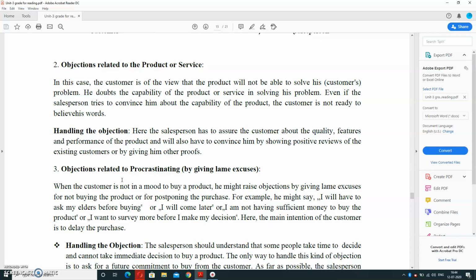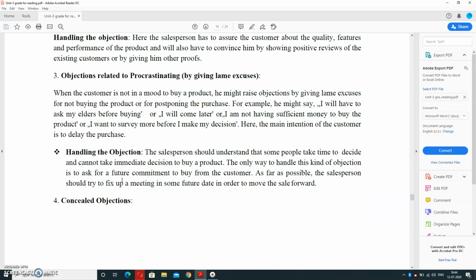In that case, how to handle the objection? The salesperson should understand that some people take time to decide and can't take an immediate decision to buy the product. And the only way to handle this type of objection is to ask for a future commitment to buy the product. As far as possible, the salesman should try to fix a meeting on some future date in order to move the sale forward.